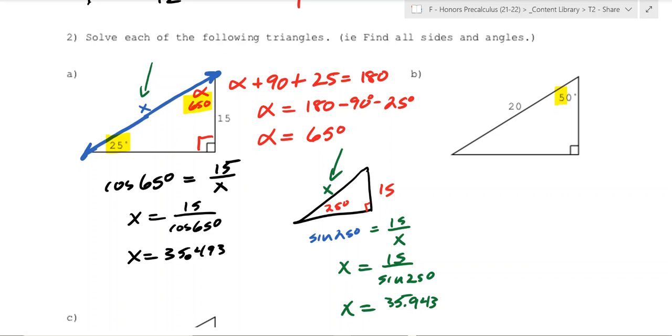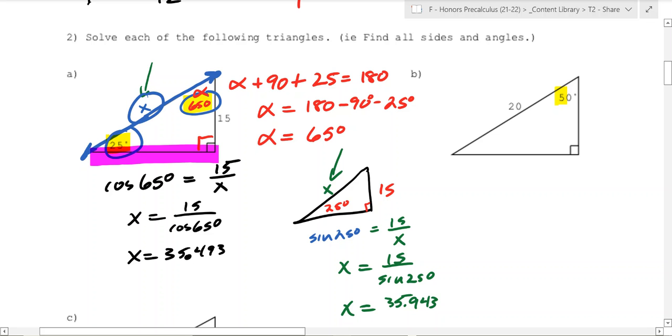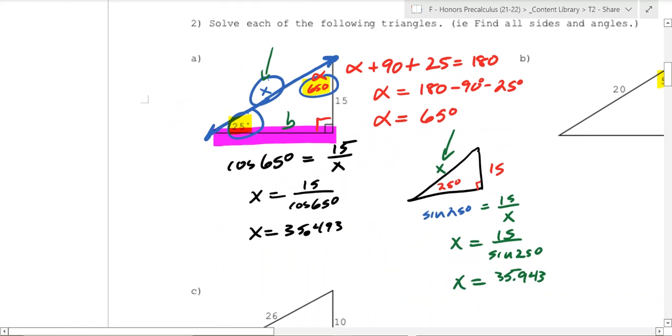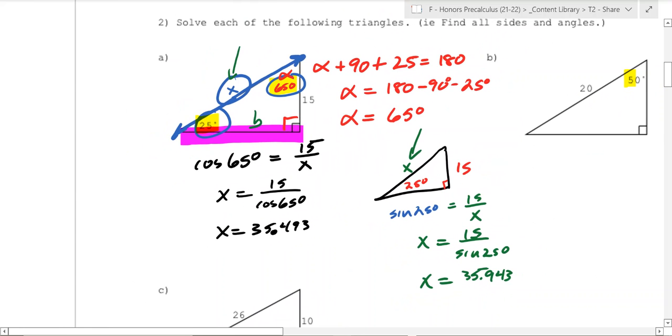So now that we have this side, we're not done yet because we have the angle measures and we have x. What other side do we need? We need the base, right? We need the base. What trig function do you want to use for the base? How do you want to do the b? Yeah. Cosine of what? Sure, cosine of 25 is equal to?